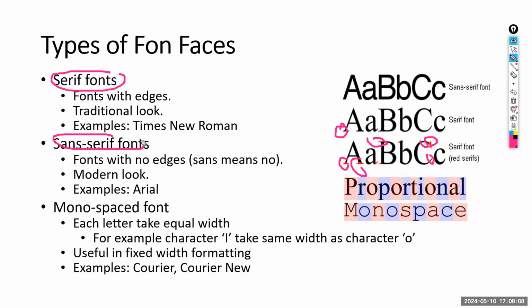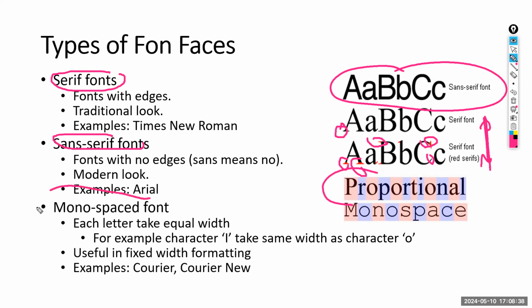In sans serif fonts, you don't have the edges, so they look much simpler. Simple means modern. You know that modernization means getting simple. So usually sans serif fonts like Arial don't have that kind of edge. So this is a sans serif font. These are both serif fonts. You can see they are very simple, no edges.